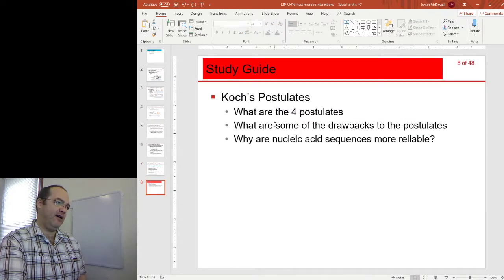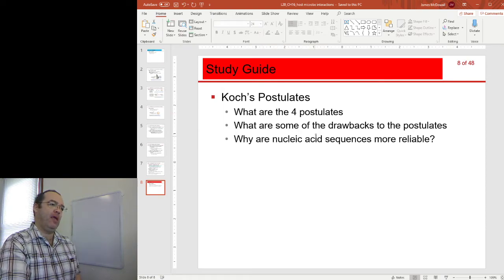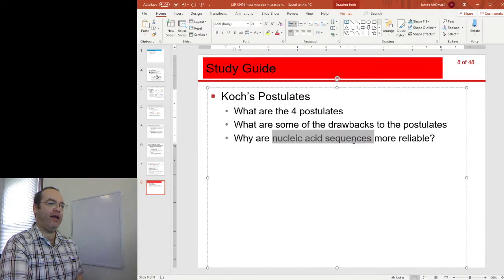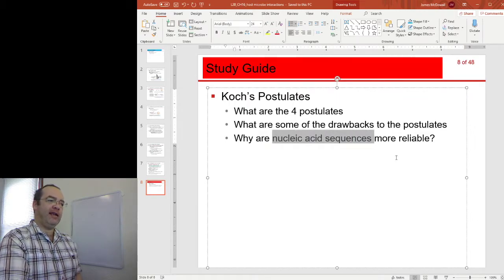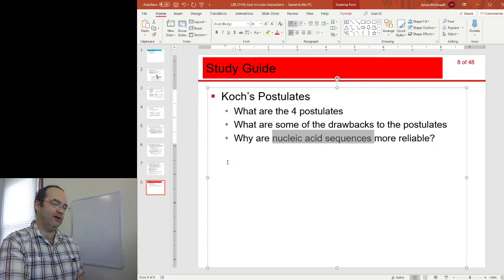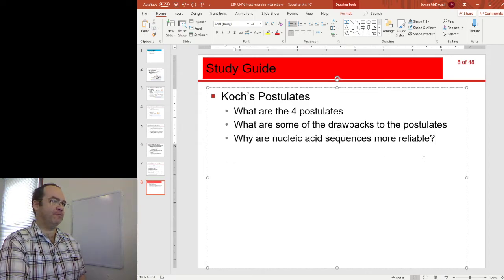So let's end it there. Just know what the 4 postulates are, know the drawbacks of the postulates, and then know why nucleic acid sequences are more reliable than the postulates are. Okay, that's that.